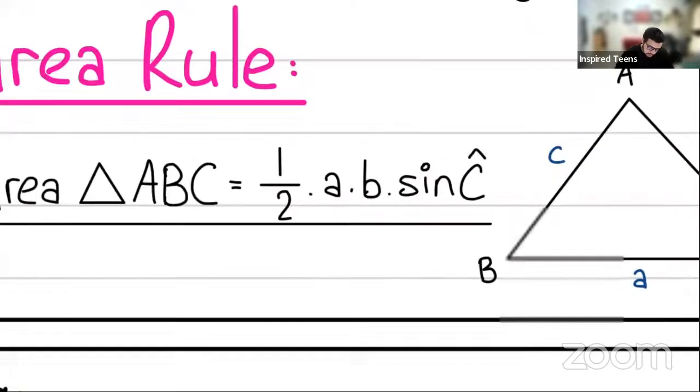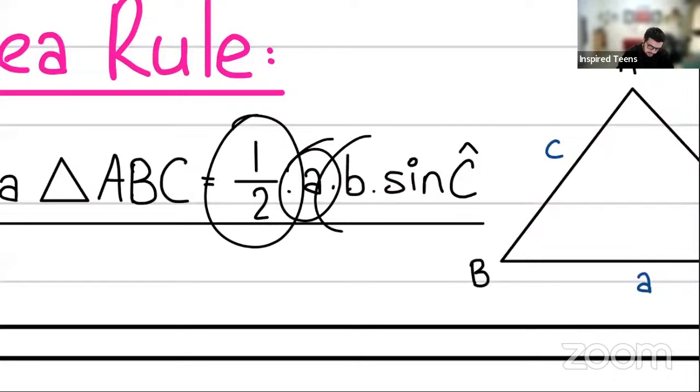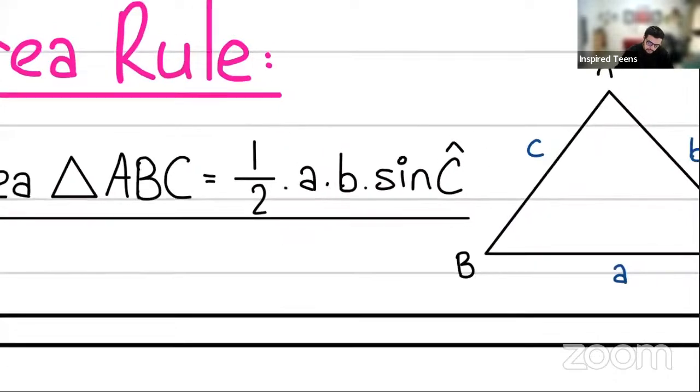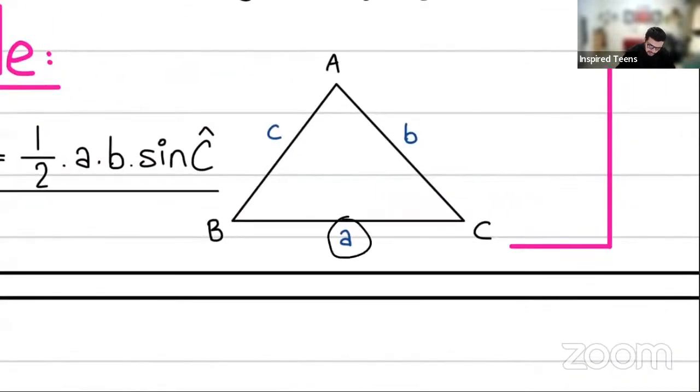It basically says we use half times A times B times sine C, and it's really simple. So we're going to say half times A times B times sine C. So we work with two sides and the angle in between. Two sides and the angle in between. So if we had C and A, we could also calculate the area of this triangle.